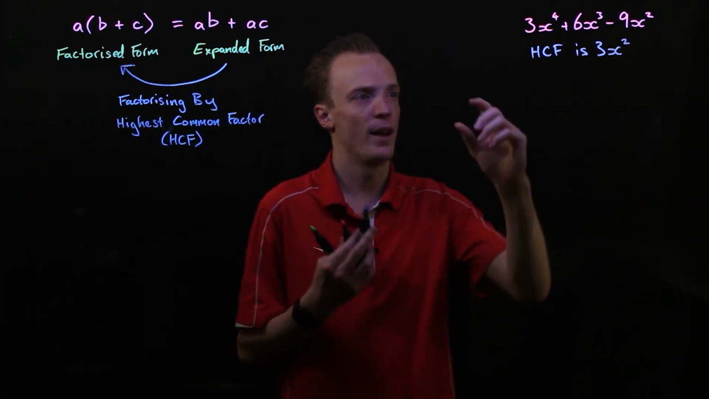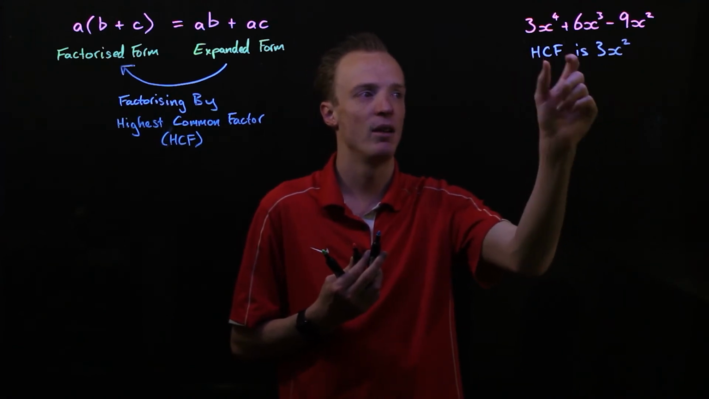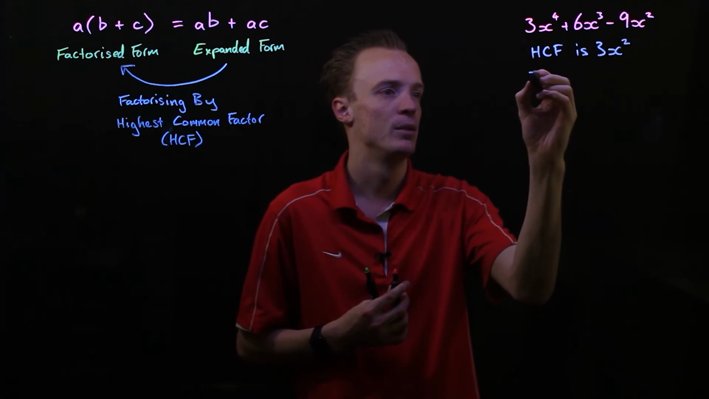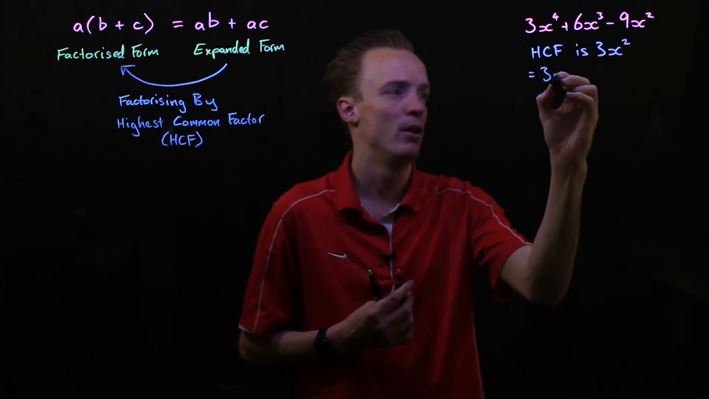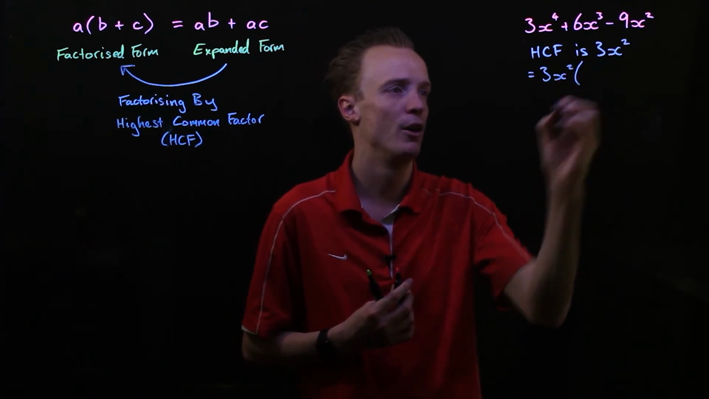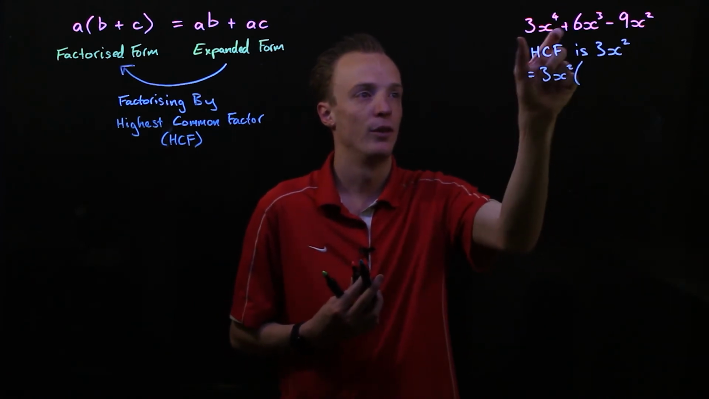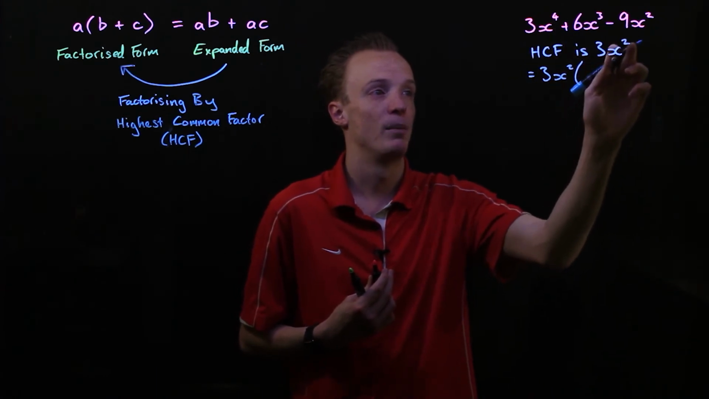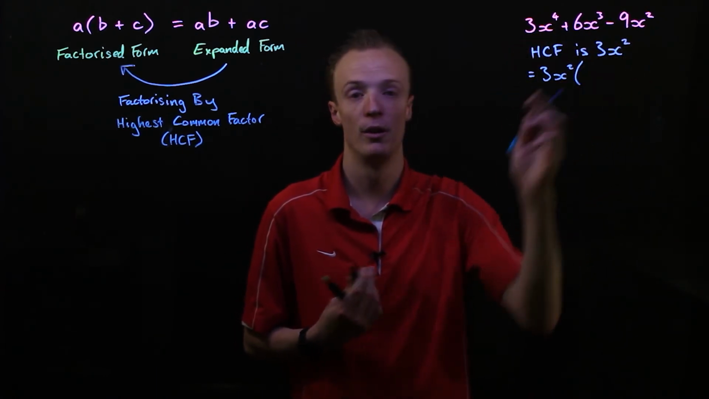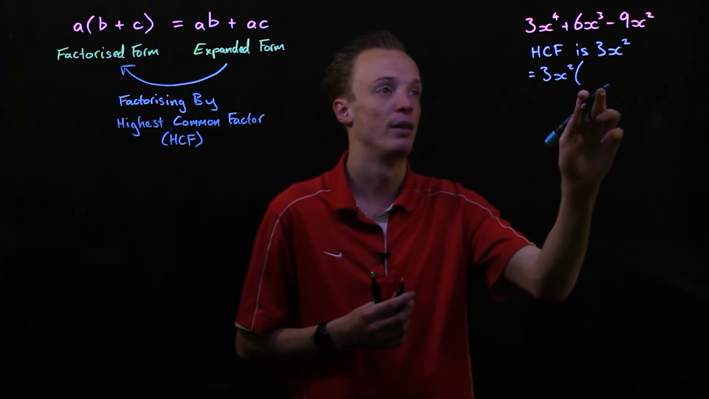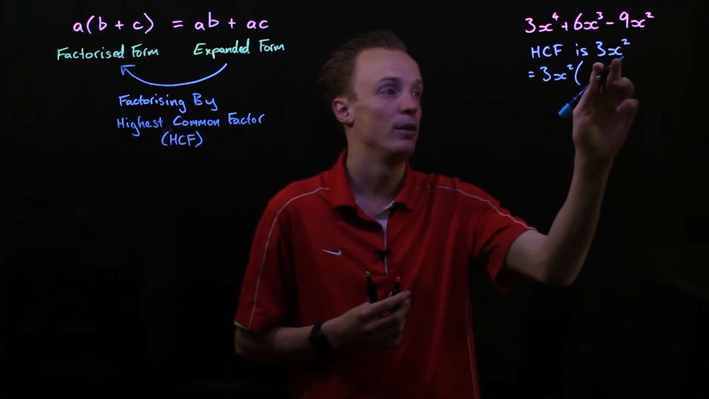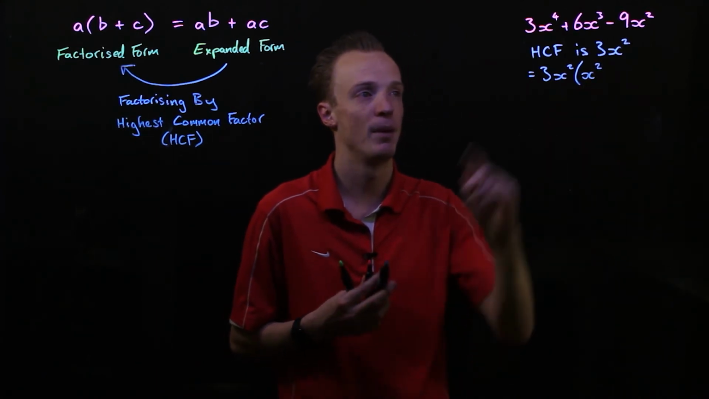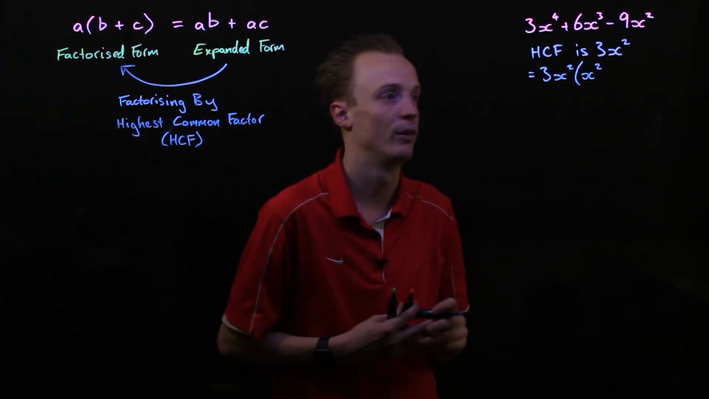So when I'm factorising this common factor out, I need to divide each term by 3x to the power of 2. So as I do that, I put my highest common factor at the front, I open up a bracket, and I look at the first term here. If I was going to do 3x to the power of 4 divided by 3x to the power of 2, well 3 divided by 3 will be 1, so I don't need to record anything. But x to the power of 4 divided by x to the power of 2 will leave us with x to the power of 2, because we keep the base the same and we subtract the exponents.